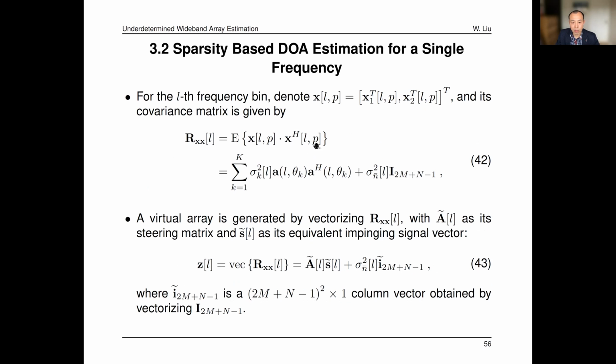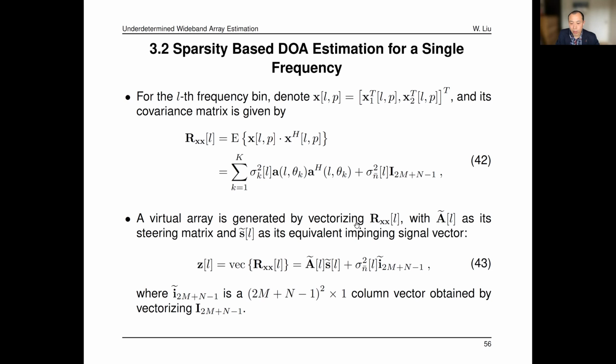Okay, then it's given by this, and the standard result, because you have assumed they are non-correlated, so you have this sigma KL. This is the power of the signal at the frequency L, bin L. Okay, so sigma K squared, and this is the corresponding steering vectors. And here is noise, because noise is spatially white, so you have this diagonal matrix. We have assumed that they all have the same power. So this is spatially and temporally white.